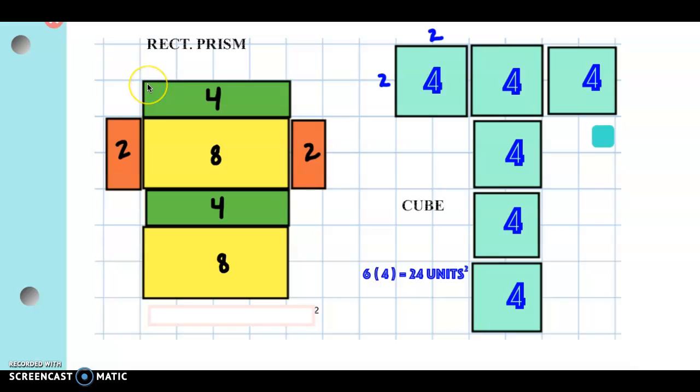Here's a rectangular prism. So I've calculated the area of each of these faces. This is 1 by 4, so that's 4, and this is 4 by 2, and that's 8. So if you add all of those together, you'll get the surface area. So 2 plus 4 plus 8, and then of course double it, and get 28 units squared.